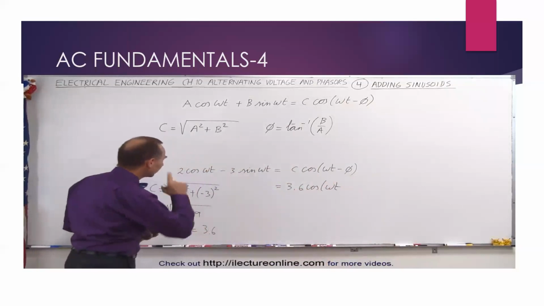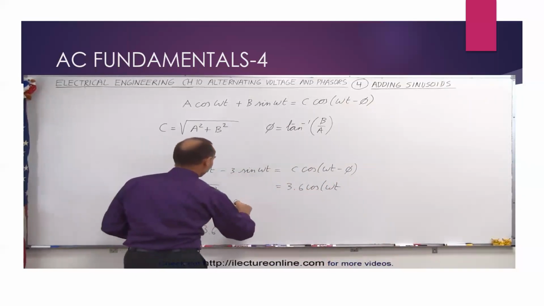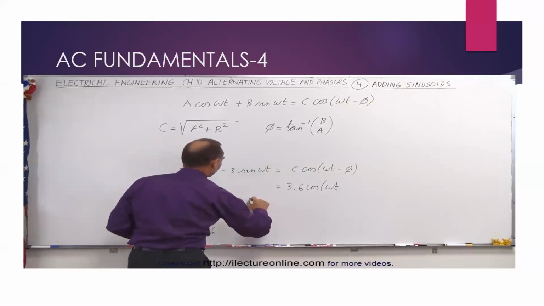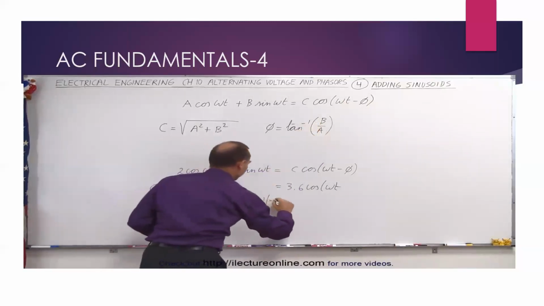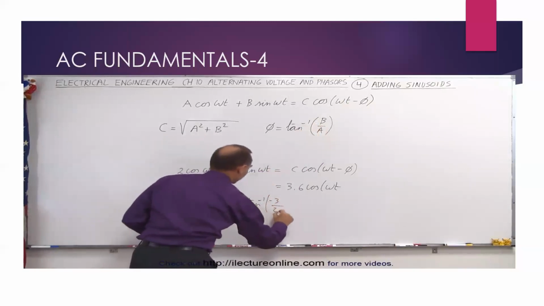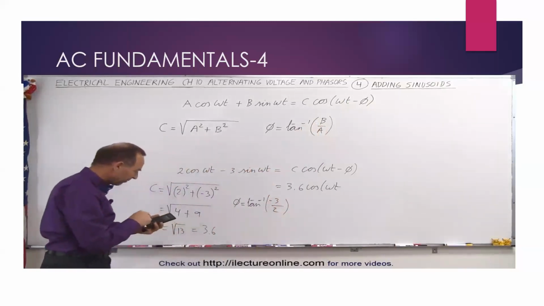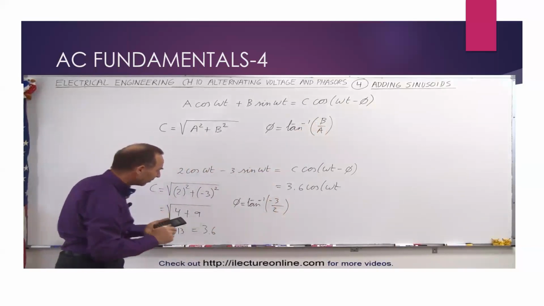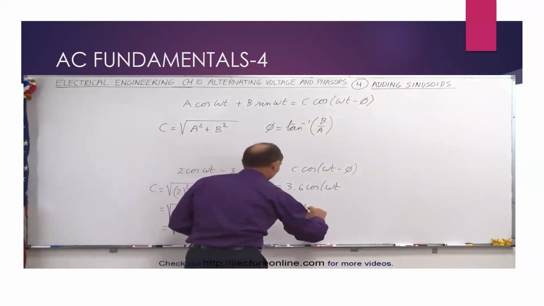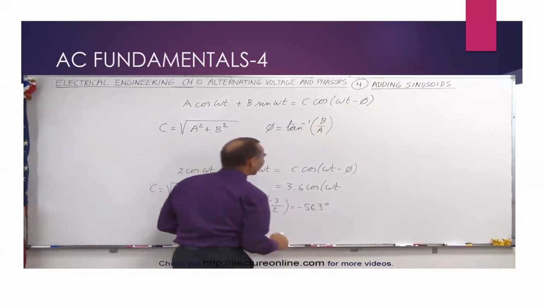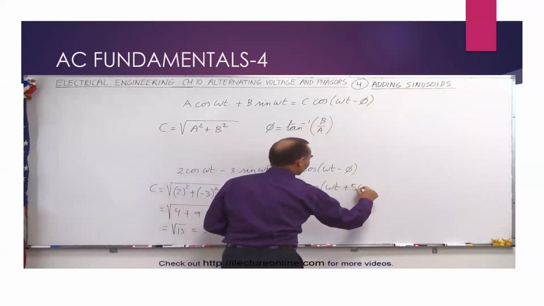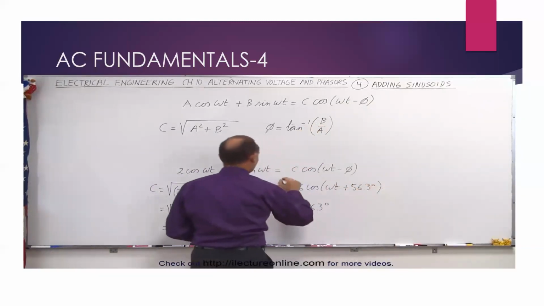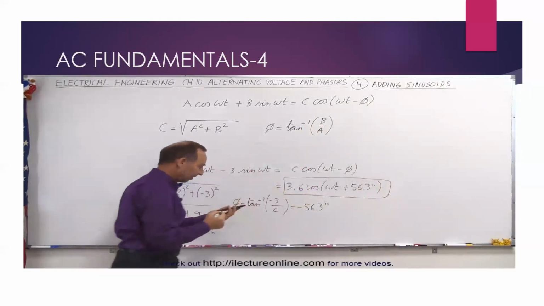Now the phase angle. The phase angle can be found by saying phi is equal to the inverse tangent of B over A. Now in our case, B is negative 3 and A is positive 2. Take negative 1.5, take the inverse tangent of that, and we get minus 56.3 degrees. That's equal to minus 56.3 degrees. And of course, since we're subtracting the phase angle, this becomes plus 56.3 degrees. And here that would be the answer of our simple example.